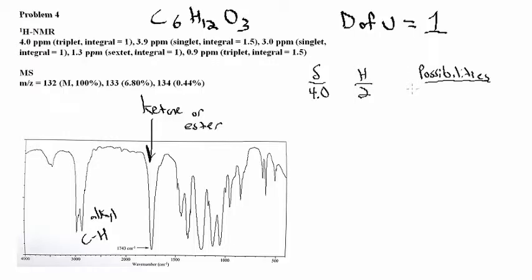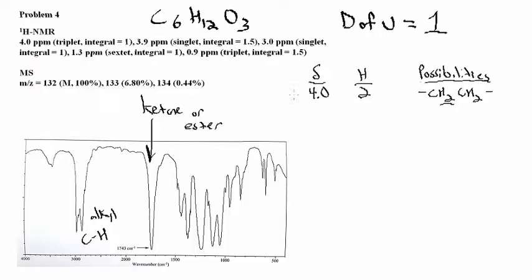Now if we look at the possibilities that could give rise to the splitting pattern of a triplet, it could be due to these 2 hydrogens attached to a carbon right next to another CH2 group. Or it could be due to these 2 hydrogens in between CHs on either side. That could also give rise to a triplet. However, usually in these situations, this top one, the first one that I suggested, is the most likely possibility.